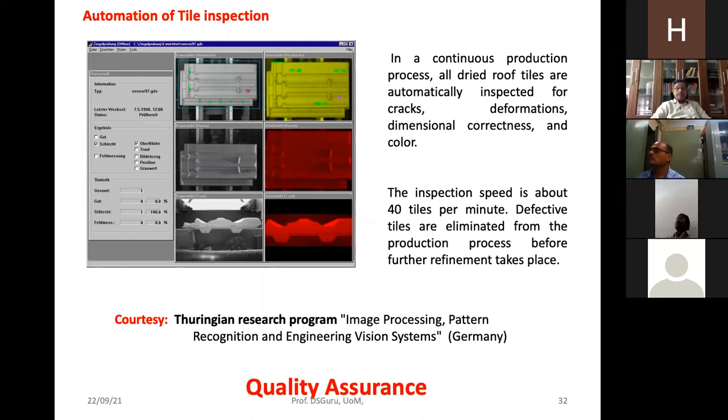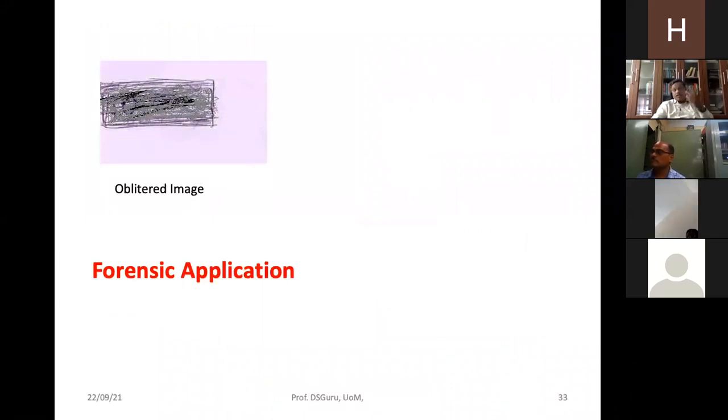Look at this inspection speed, it was about 40 tiles per minute 10 years back I'm talking about. Now looking at the ability of the computing system, the speed with which the computer can process the data today, probably that 40 tiles per minute would have been enhanced up to 400 tiles per minute. That is the productivity, the ability of computing technology for the betterment of quality assurance in this organization, for example. Look at forensic science.